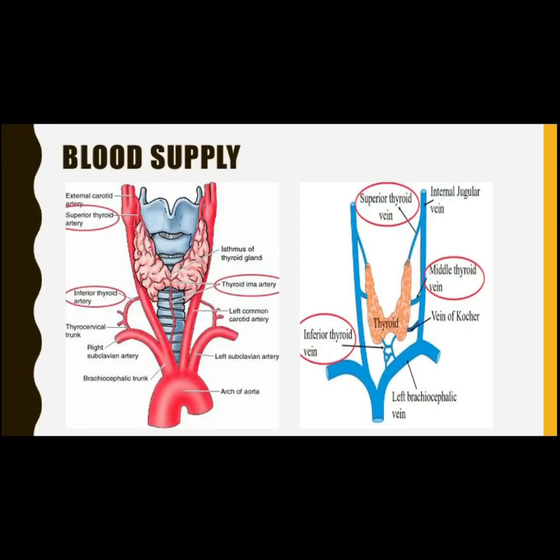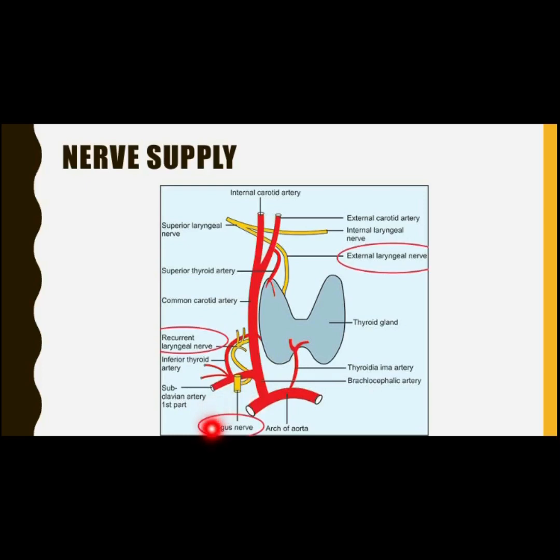Next, let's move on to its blood supply. Arterial supply of this gland is via three arteries, namely the superior thyroid artery, inferior thyroid artery and thyroid artery, and its venous drainage is via three veins, namely the superior thyroid vein, middle thyroid vein and the inferior thyroid vein. Now moving on to its nerve supply, it is supplied via three nerves, mainly the vagus nerve, recurrent laryngeal nerve and the external laryngeal nerve.